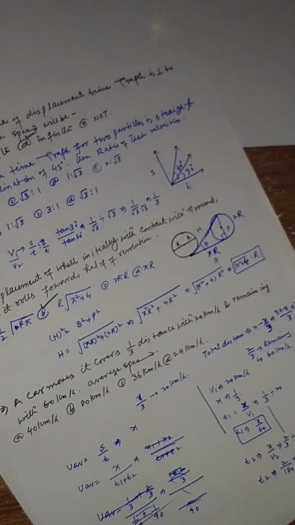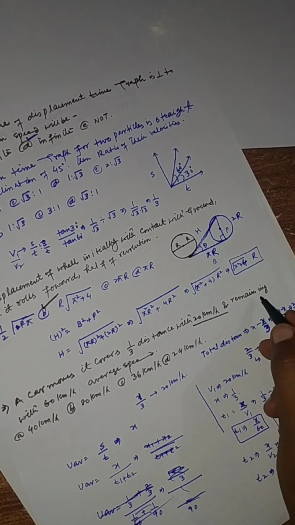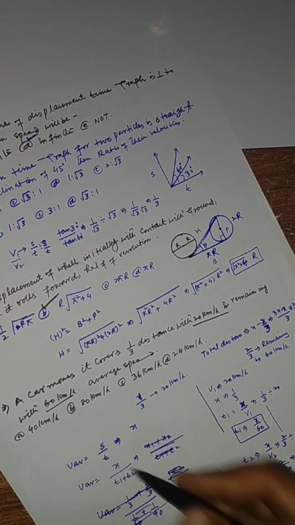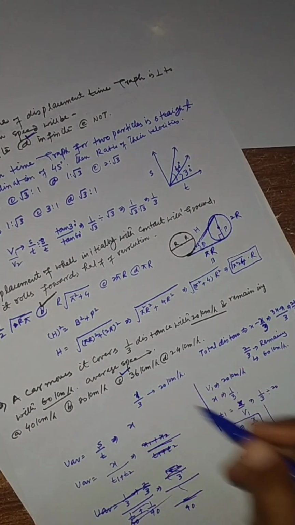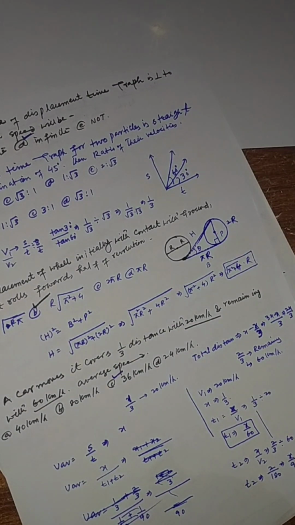Okay, if a car moves a distance 1/3 with the speed of 20 kilometer per hour and the remaining with the speed of 60 kilometer per hour, then its average speed will be 36 kilometer per hour. Okay.